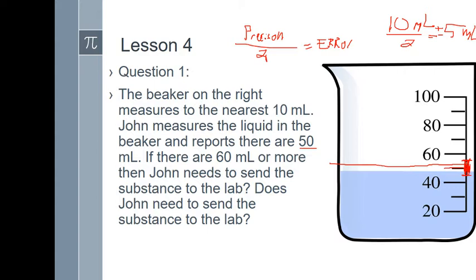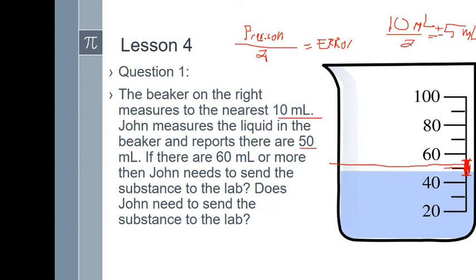So if the question is, if there are 60 or more, then I need to go to the lab, do we need to go to the lab if I said that we have 50? The only way it could possibly be 60, since the error is only plus or minus, if it's 50 plus or minus 5, then it's as high as 55 or as low as 45, and that's not more than 60, so we don't need to go to the lab. Now, if John had said 60, then yes, we would have to do it. Or if I called it 55, which I'm not allowed to because this only measures to the nearest 10.